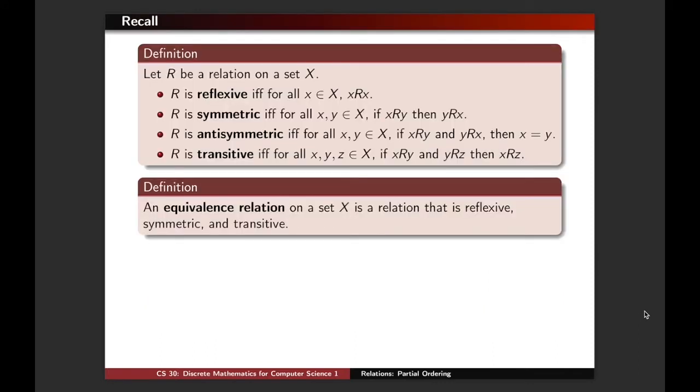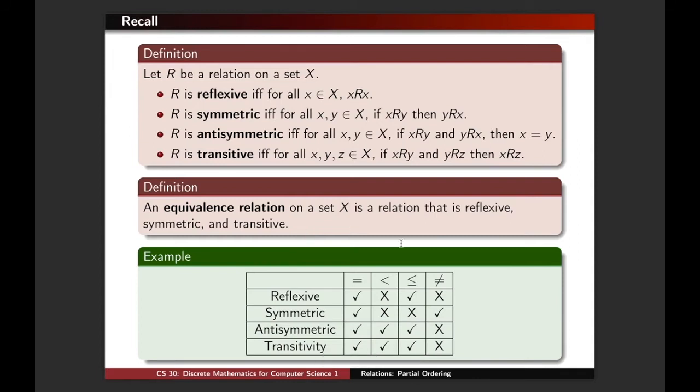Recall that in the past lectures, we talked about these properties and also the concept of equivalence relation, which is a relation that is reflexive, symmetric, and transitive. What is interesting about equivalence relation is that it leads to a partitioning of a certain set, and any partitioning of a set also provides an equivalence relation.